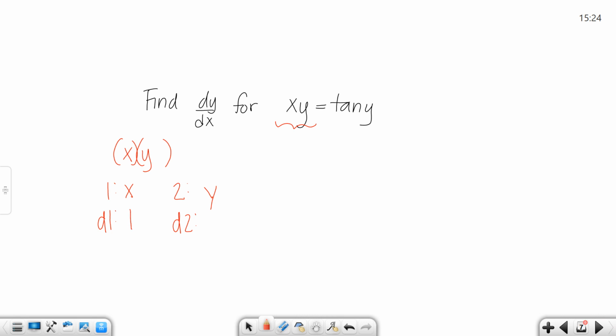The derivative of x is 1. It needs no other factors. The derivative of y is 1, but since I took the derivative of y, it also needs a dy dx with it. So the left side of this equation, when I take the derivative, would be function 1 d2 plus function 2 d1. 1 d2 plus 2 d1.